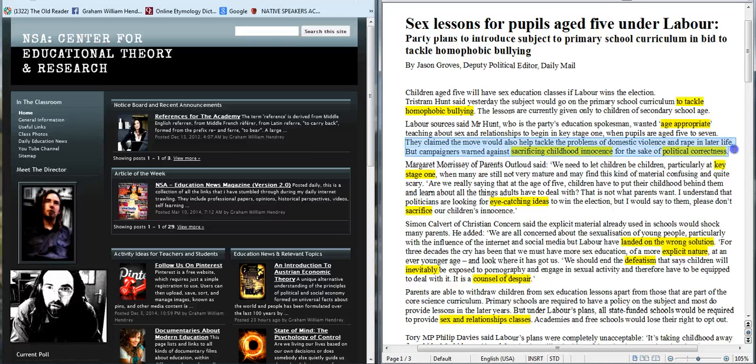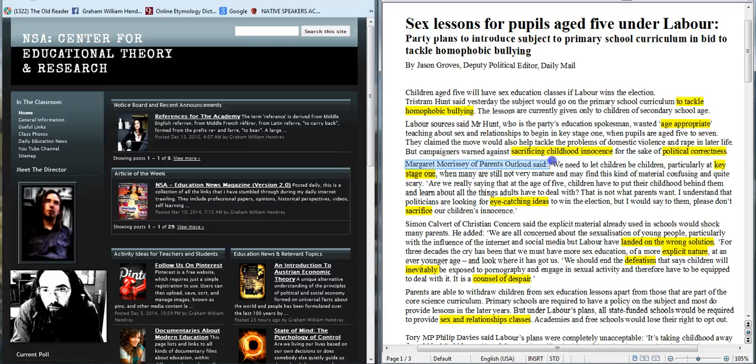But campaigners warned against sacrificing childhood innocence. Yes, sacrificing, good word to use. Sacrificing childhood innocence for the sake of political correctness. Political correctness is the largest nonsense that you could ever imagine, put into complex vocabulary and presented to the public to confuse them. Remember to be PC, political correctness.